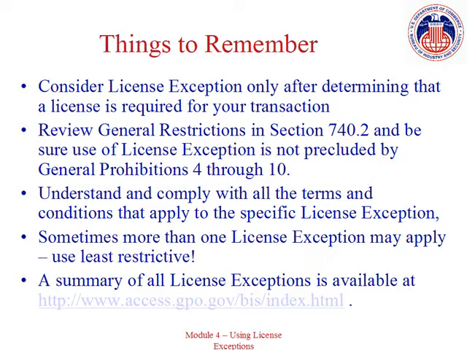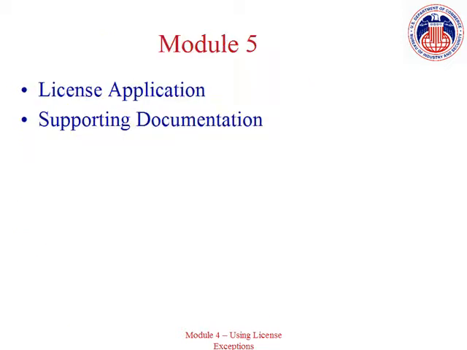If this is the case, it's recommended that you use the license exception with the least restrictive terms and conditions. BIS has provided a summary of all license exceptions on its website. However, keep in mind you must review EAR language to ensure that your transaction meets the eligibility requirements. In Module 5, we'll cover the license application and support documentation requirements.